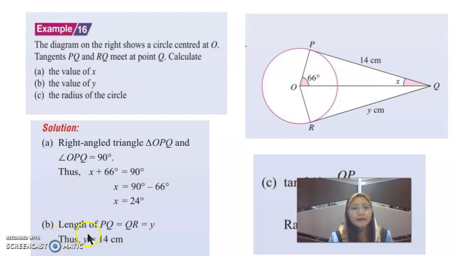How about the lengths PQ and QR? What is their relationship? PQ is equal to QR. Therefore, Y is equal to 14.